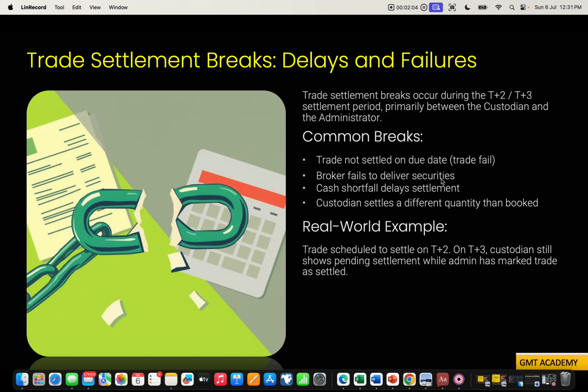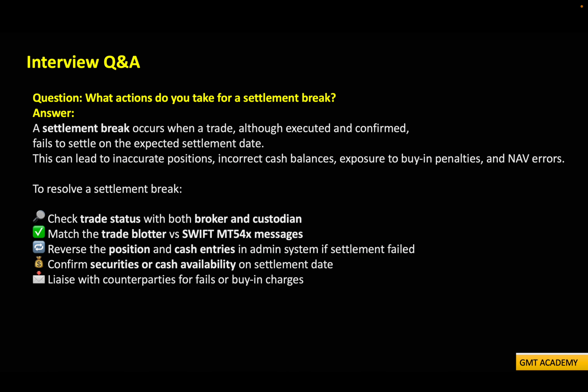A common interview question is: what action do you take for a settlement break? When a trade that was executed and confirmed fails to settle on the expected settlement day, it is called a settlement break. This can lead to an incorrect position, an incorrect cash balance, exposure to buy-in penalty, or a NAV error as well. How we resolve this break is the most important part.